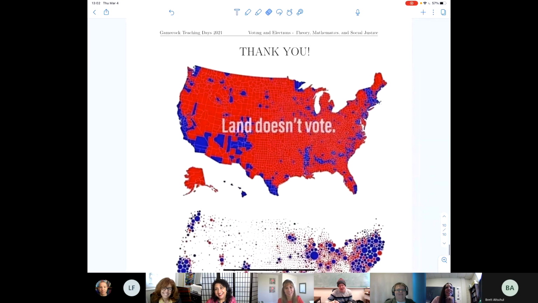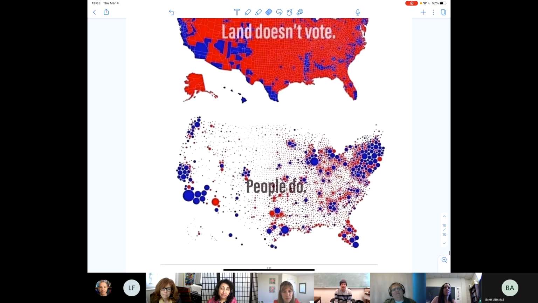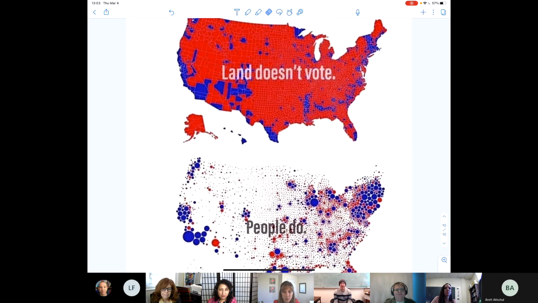This is also a social justice course. And so the top map is showing counties that voted Republican versus counties that voted Democrat. It's from the most recent election. And that makes it look like blue is in the minority, but then people vote, not land. And this represents people. And these are different ways of representing the same type of data. Unfortunately, depending on how you represent things, you can definitely skew how you look at things.